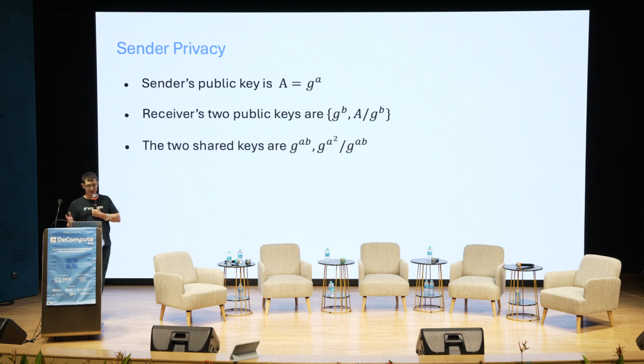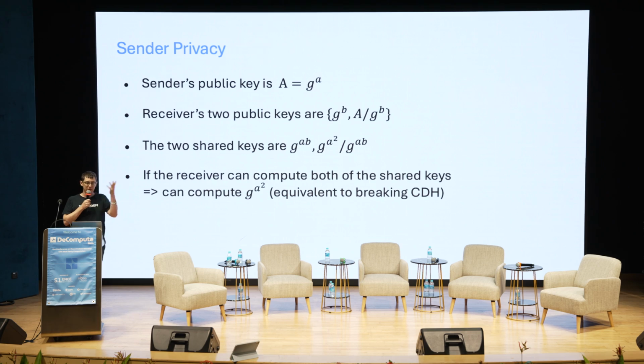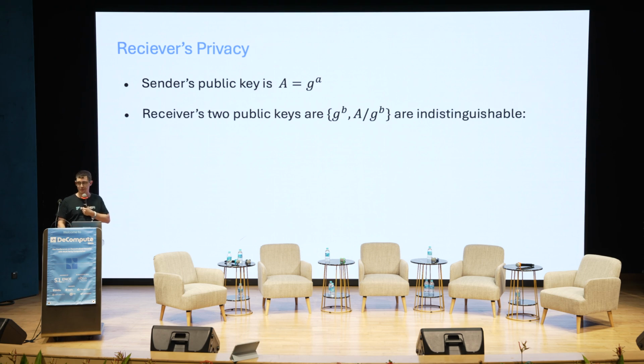And so the two shared secrets are g^(ab) and then g^(a²) divided by g^(ab). Now, assuming that the receiver knows b, he can compute g^(ab). That's the normal way. And then, to learn the other shared key, intuitively, the receiver needs to compute g^(a²), and this turns out to be equivalent to breaking the CDH problem. So we assume this to be hard. This is all in the random oracle model. So that's the intuition for the sender privacy.